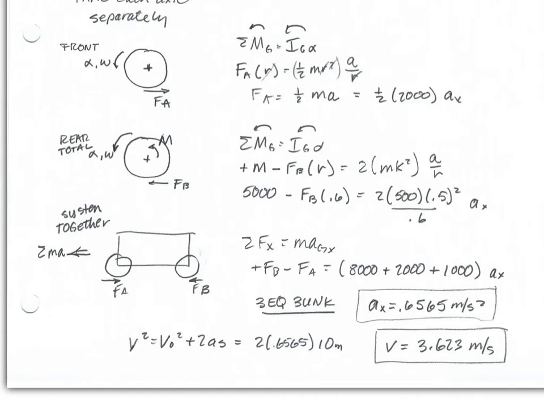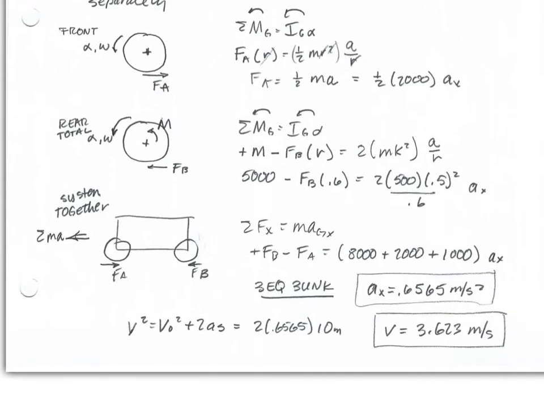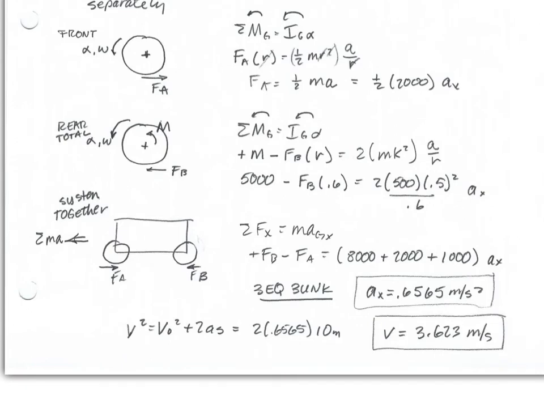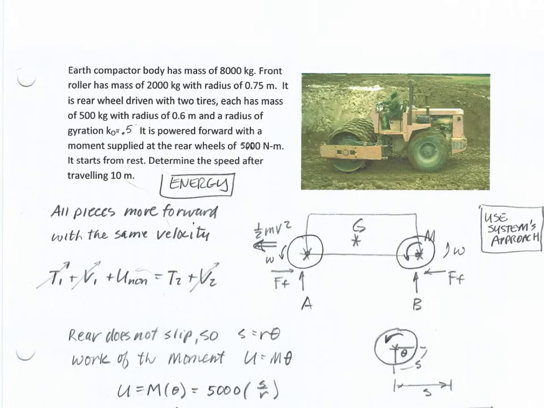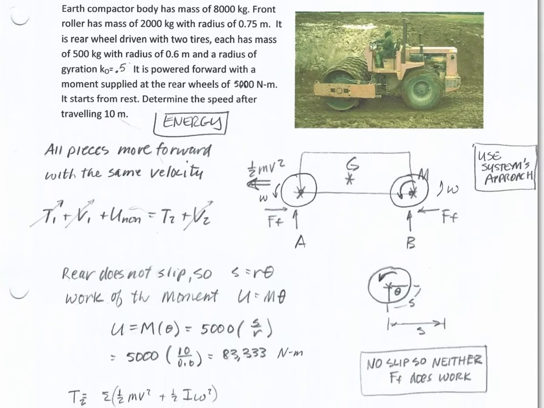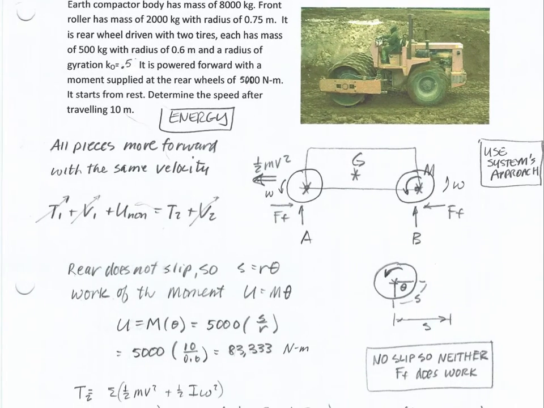And then to find out how fast it goes after 10 meters, I'll just use that constant acceleration equation and find out what the speed is at 10 meters. I can do the same thing with energy. We're in the energy chapter now, so let's do the exact same problem with energy and see what we get. Now remember, with energy, rolling friction does no work if it doesn't slip.